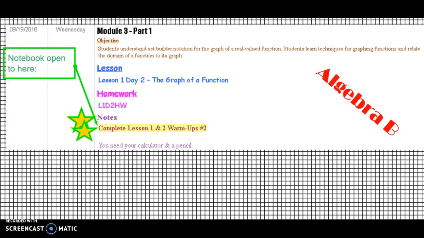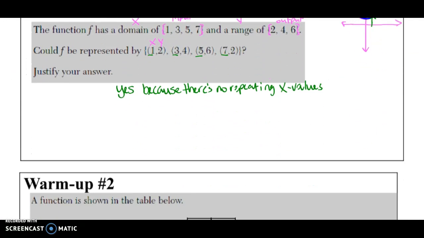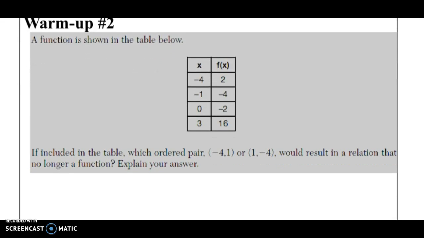Lesson 1, Day 2, continuing with graphs of the function. First, we need to do warm-up number 2. So we'll turn to the next page. It says a function is shown in this table below. If included in the table, which ordered pair, (-4, 1) or (1, -4), would result in a relation that is no longer a function? And explain your answer.